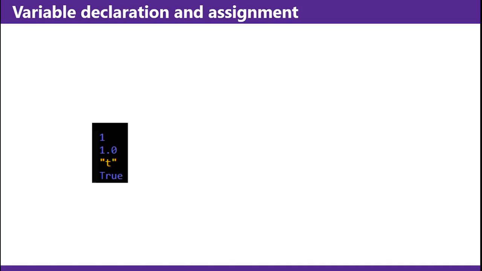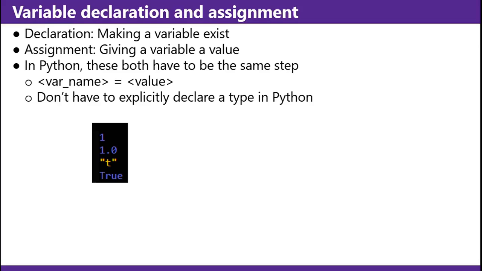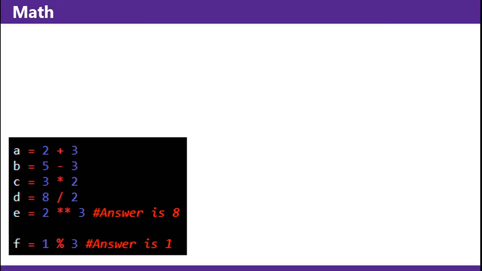Variable declaration and assignment. Declaration is making a variable exist. Assignment is giving the variable a value. In Python, these both have to be the same step. var name equals value is the general format. You don't have to explicitly declare a type in Python. Examples of types: int, float, str, bool.